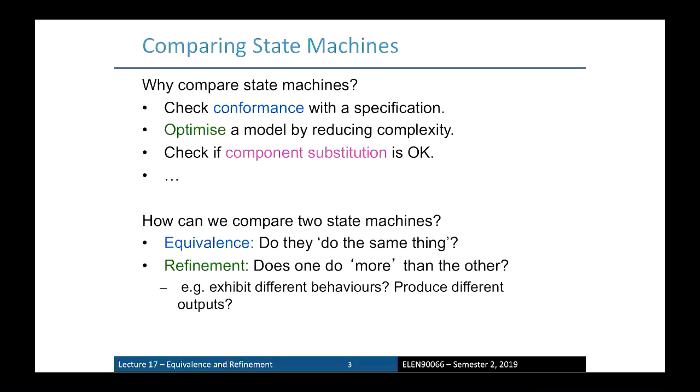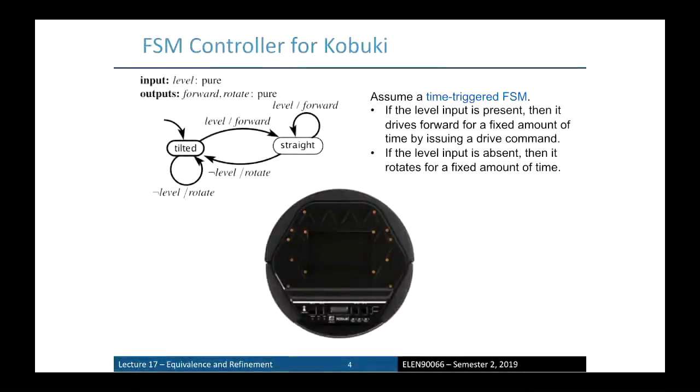Okay, so I'm motivated by using a really simple FSM, a pretend one for the Kabuki. So there's the Kabuki there. It's a two-state FSM. You should be already looking at that and knowing exactly how to describe it. It looks deterministic. Okay, we've got level, we've got not level. Looks good. It's got two outputs, pure outputs, forward and rotate. So it's a very simple state machine.